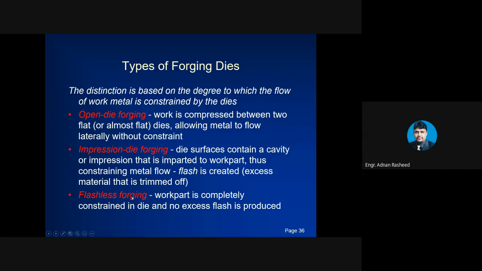Now, flashless forging. There are certain impression die forgings in which there are constraints and you will get no flash, no extra material. That type of forging is known as flashless forging. The part is completely constrained in a die and no excess flash is produced.